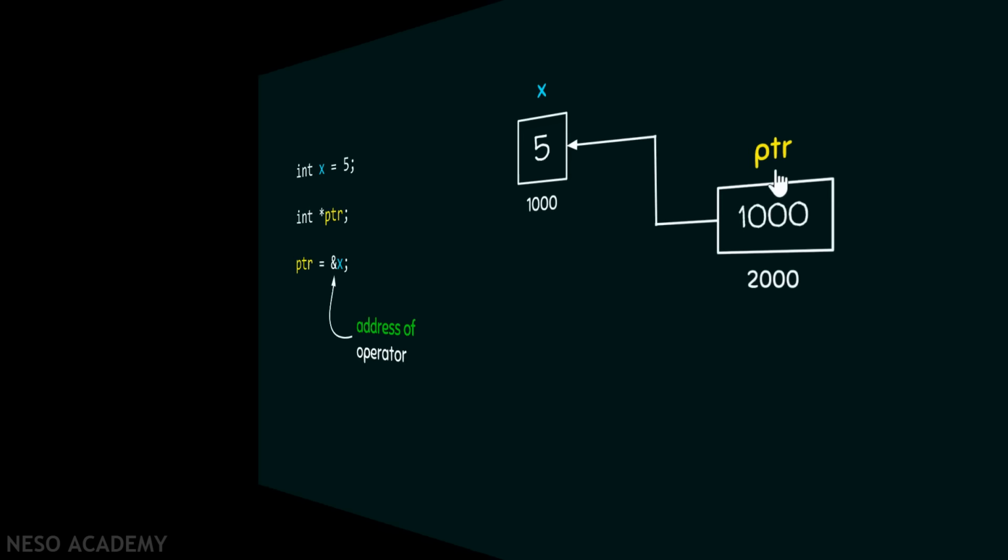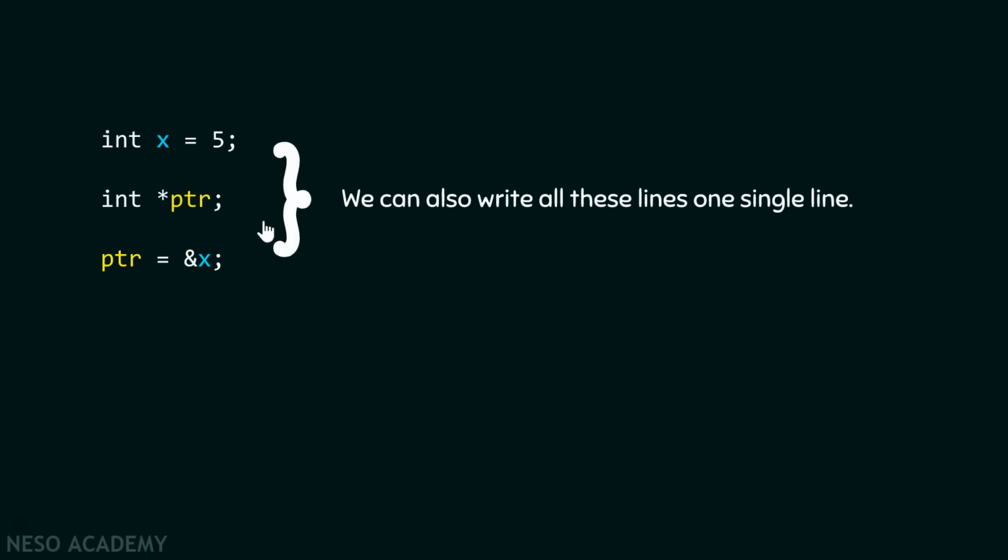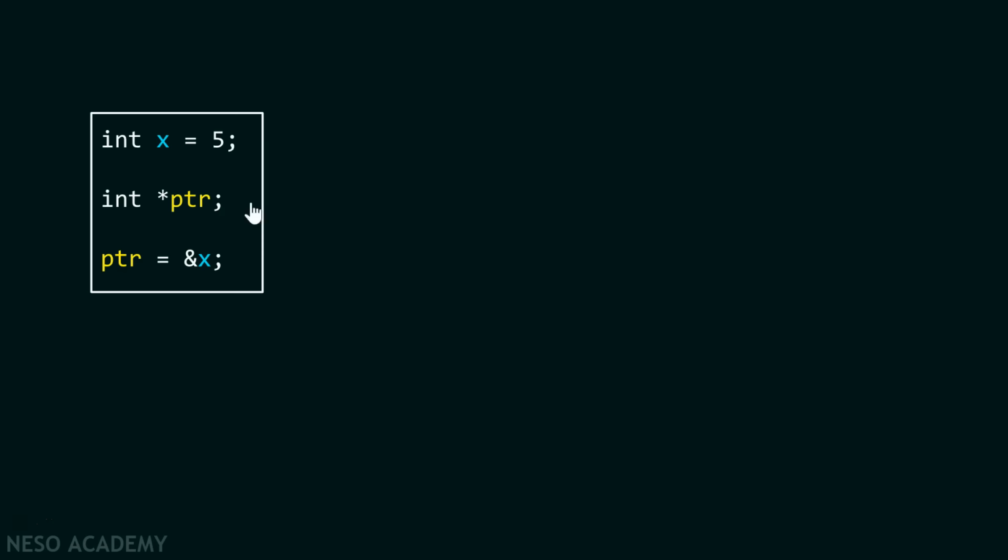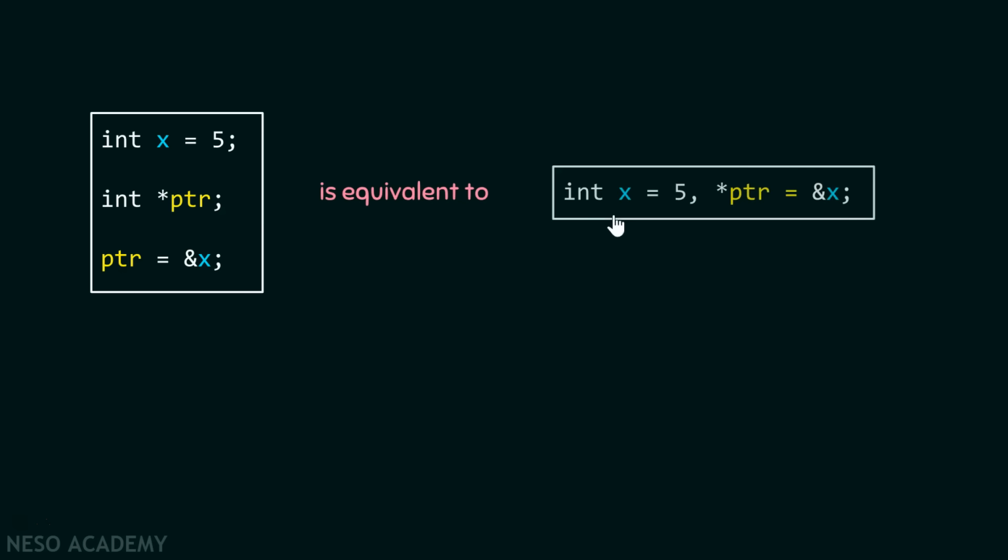Okay? Also, we can write all these lines in one single line. There is no requirement of mentioning all these lines separately. We can write all these lines in a single line. We can say that this is equivalent to this. We can clearly see that the data type of variable x and this pointer variable is the same. Therefore, we can write these two lines in one single line. Also, this line is an assignment statement. Instead of writing this line separately, we can write this statement at the time of declaration.